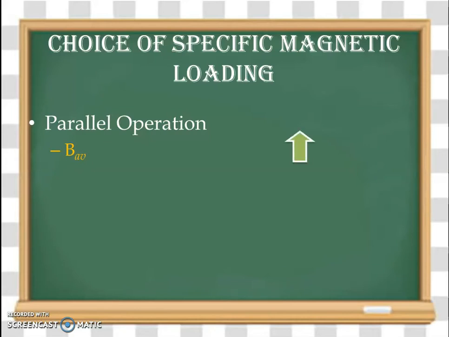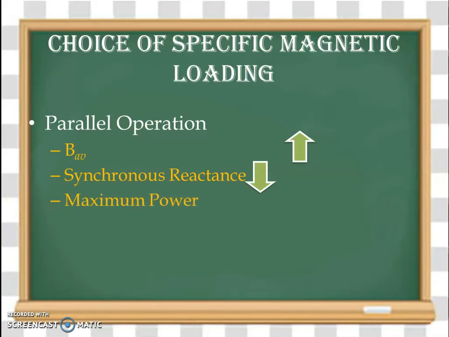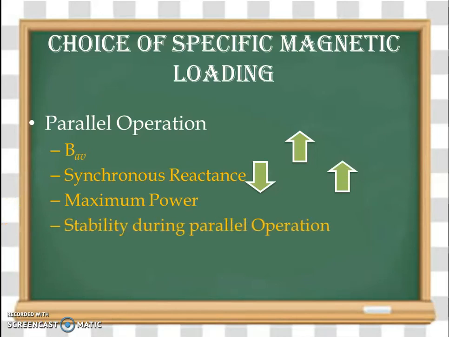So if we design for a higher specific magnetic loading, then synchronous reactance will be less, and we know that power generated is inversely proportional to the synchronous reactance, and the power generated will be higher. And so stability during parallel operation, or synchronizing capacity of the system, is increased. So some of the parameters indicate that a higher specific magnetic loading is recommended.